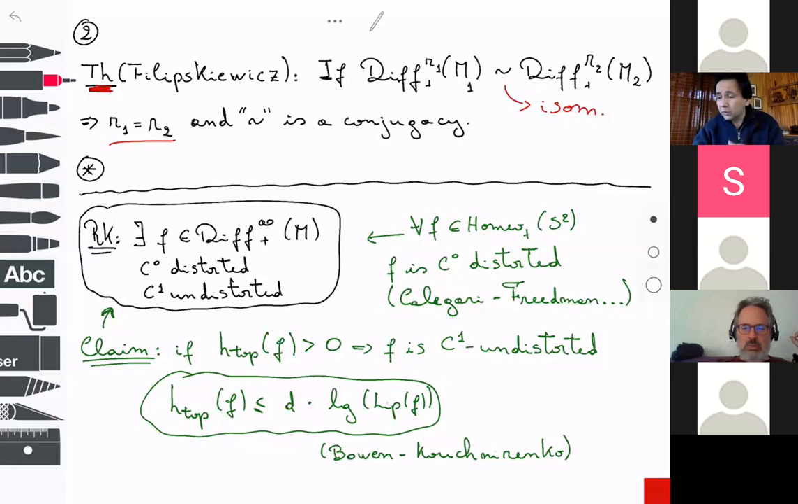So let me just give a warning here, because the theorem as stated is not totally true. I mean, it is not known whether it is true or not. So we have to assume that R1 is different from the dimension of the manifold plus one.